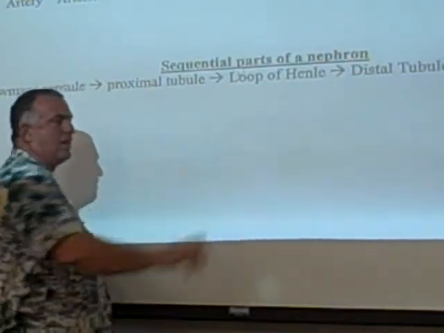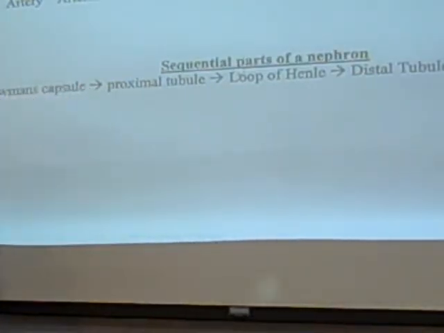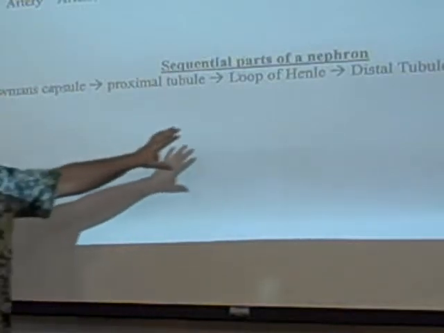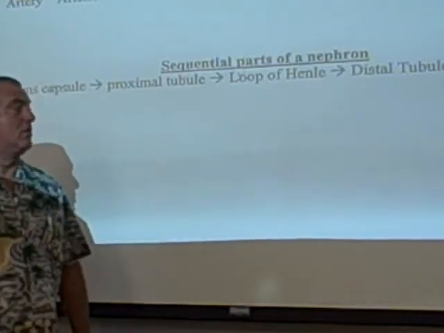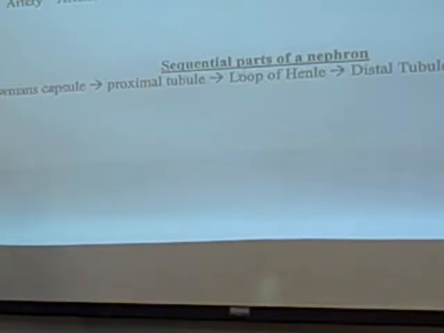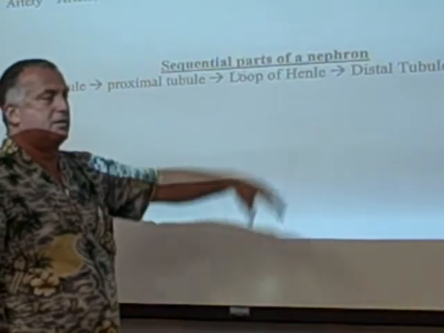We got to the loop of Henle, and we talked about different animals having different size loops of Henle. If they live in arid environments, they have big loops of Henle. If they live in aquatic environments, they may not have a loop of Henle at all. The specialty of the loop of Henle is water reabsorption, conservation of water. We come out of the loop of Henle, we have the distal tubule and the collecting duct.